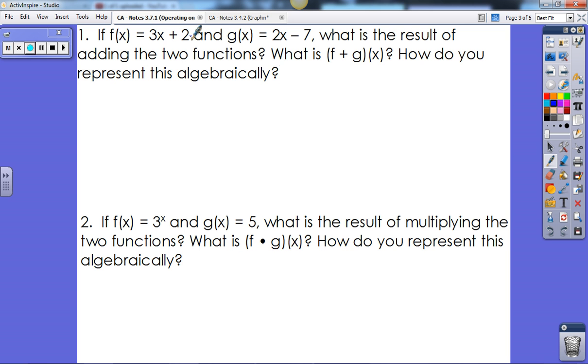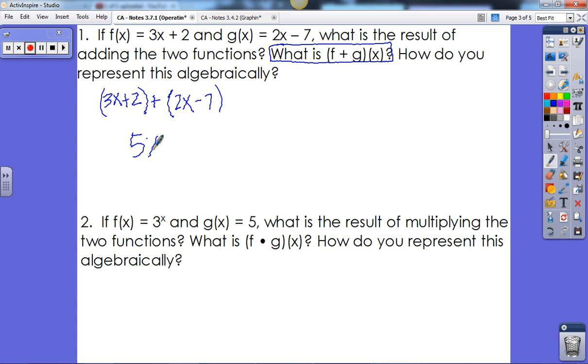If I'm given these two functions, what is the result of taking them and adding them together? So I have f of x, which is 3x plus 2, and I'm going to add that to g of x, which is 2x minus 7. Now remember that I don't need these parentheses, but I'm just doing that to show you the separation: this is f of x, this is g of x. So I'm going to add like terms. 3x and 2x becomes 5x, and then 2 and negative 7 becomes negative 5. So there is my two functions added together.